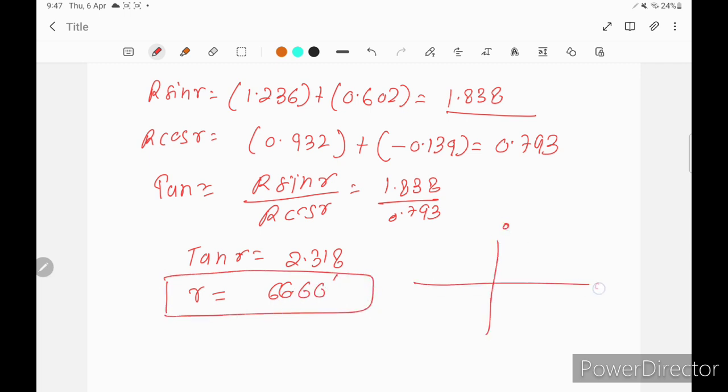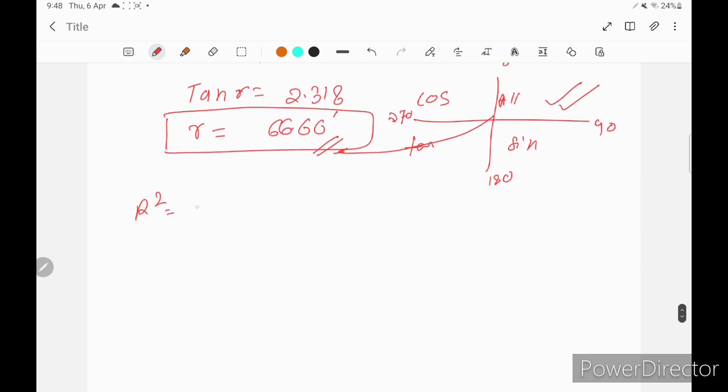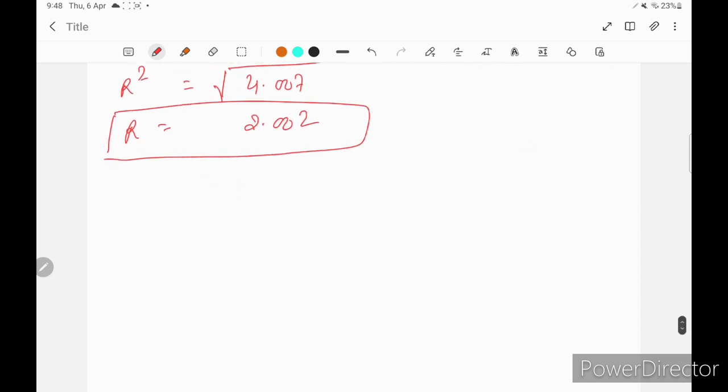So make a diagram: 0, 90, 180, 270, all sin tan cos. Our R sin r and R cos r values are both positive, so no need to change here. Now R square is equal to R sin r squared plus R cos r squared, so 1.838 squared plus 0.793 squared. So we get 4.007. So under root, R is equal to 2.002.